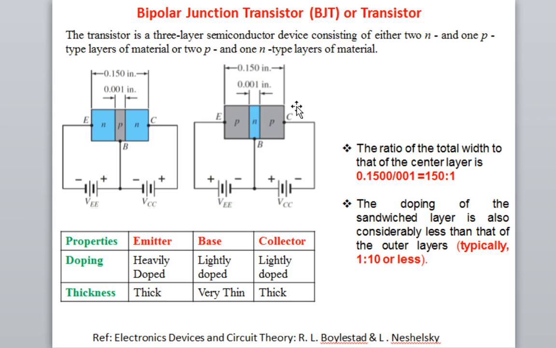So in case of a semiconductor diode, you had only one junction, that is the PN junction. But in case of a transistor, you have two junctions. One is the base emitter junction, simply called the emitter base junction, and this is called the base collector junction. So this is the NP junction and the PN junction.